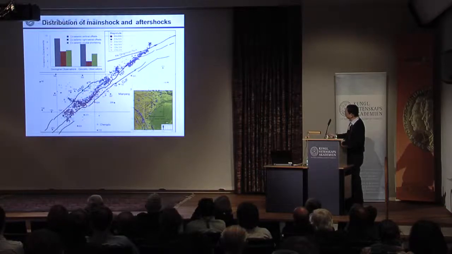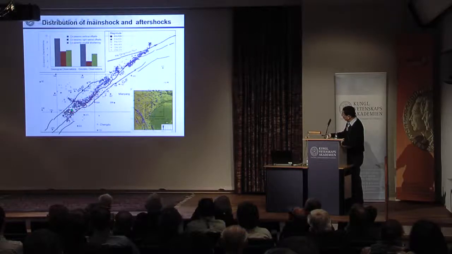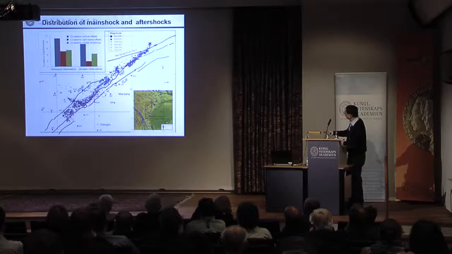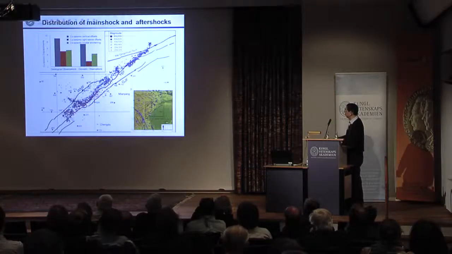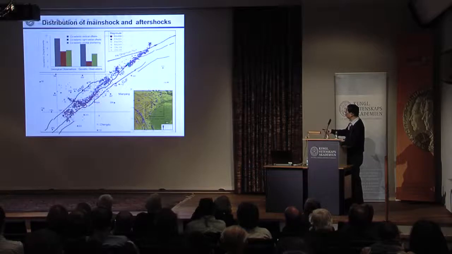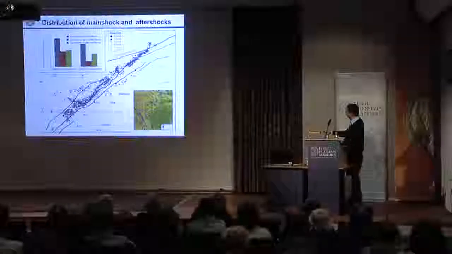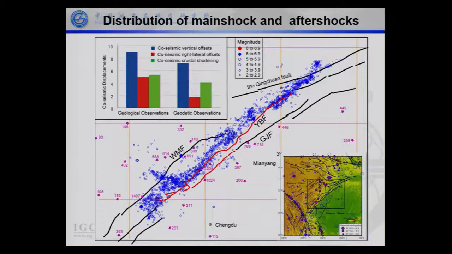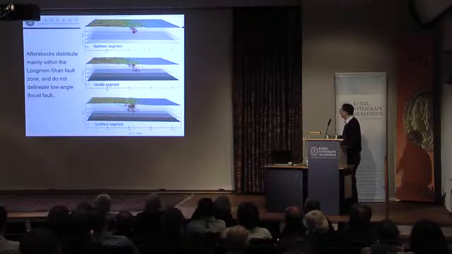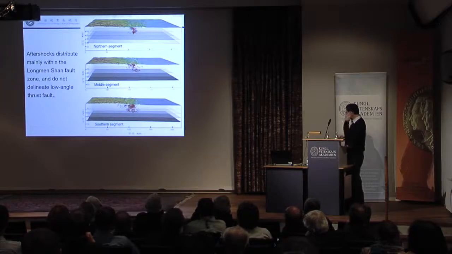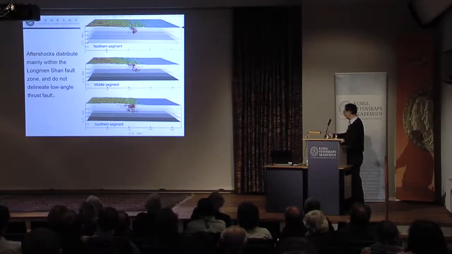If we look at the deformation, the main shock started from here and propagated almost unilaterally to the northeast direction. The total aftershock zone is 330 kilometers, and the surface rupture is 240 kilometers. But if we look at the width of the aftershock zone, except at these places, in most of the places the width of the aftershock zone is less than 30 kilometers.